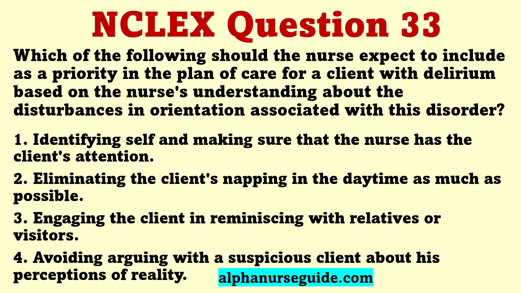Which of the following should the nurse expect to include as a priority in the plan of care for a client with delirium based on the nurse's understanding about the disturbances in orientation associated with this disorder? 1. Identifying self and making sure that the nurse has the client's attention. 2. Eliminating the client's napping in the daytime as much as possible. 3. Engaging the client in reminiscing with relatives or visitors. 4. Avoiding arguing with a suspicious client about his perceptions of reality.